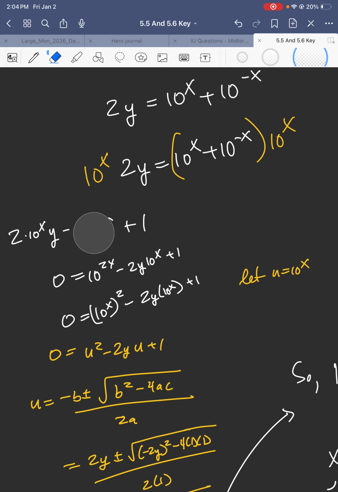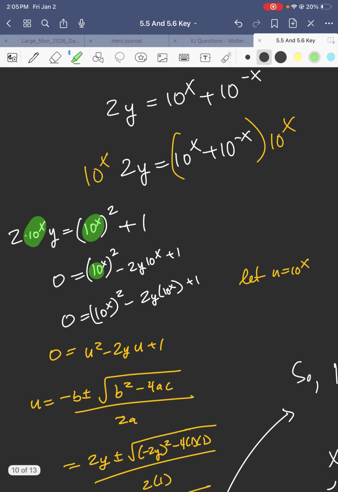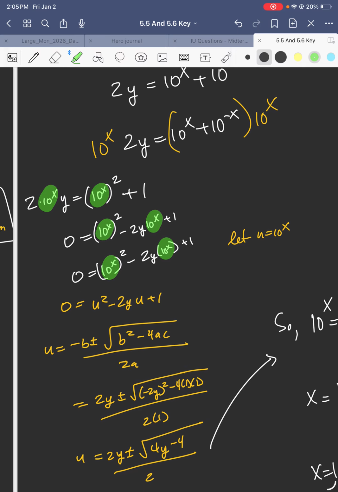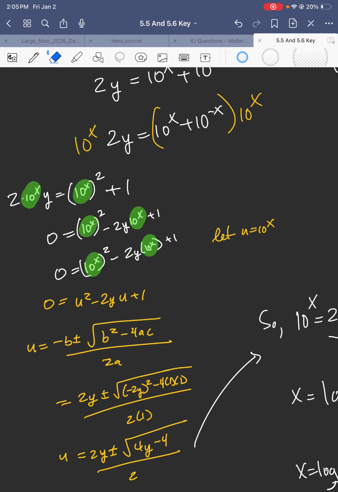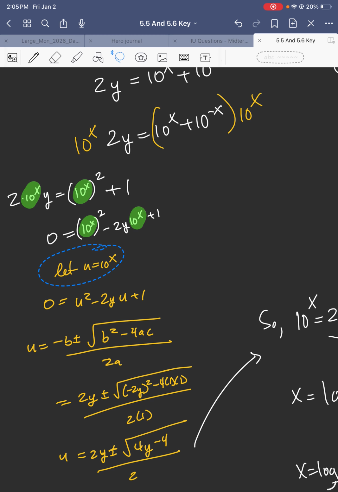let me write it that way. What I end up getting over here is this 10 to the x gets squared on the right plus 1. So what I have again is stuff squared plus 1, and over here I have 2y times stuff. So another way to view this is we have 10 to the x squared minus 2y times 10 to the x plus 1. Do you see that? And so now what we're going to do is we're just going to let u equal 10 to the x.